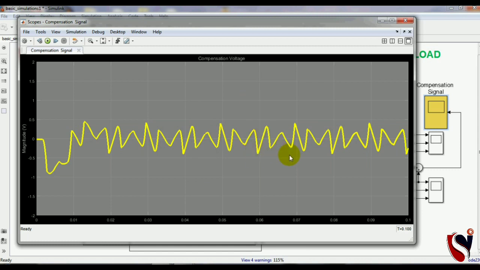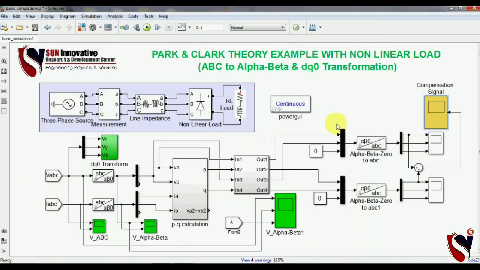And this is all about how to calculate the compensation signal for the non-linear load, and in the end you can process this signal for PWM generation, so that you can also design your active power filter or shunt power filter, UPQC, FACTS devices and many more things. So this is an actual practical example of the alpha beta transformation, which is developed by the Clarke transformation.